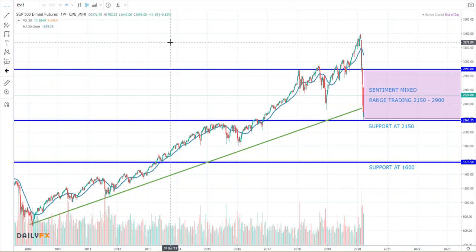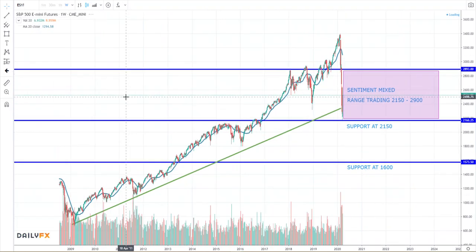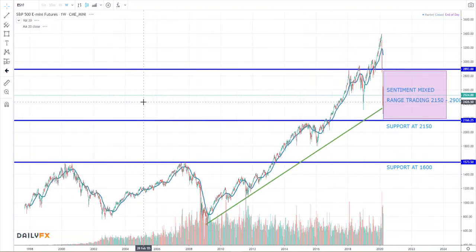Okay, so we're looking at the weekly chart here, meaning that each one of these red and green candlesticks represents one week of price action. Our sentiment is currently mixed. As in, I believe we're going to see a series of range trading between the 2150 and 2900 mark, potentially for the next few weeks to months. So let's take a look at the why behind that.